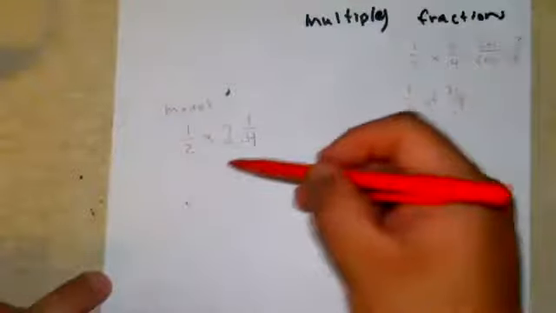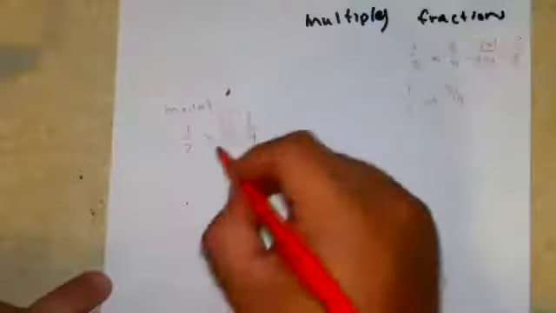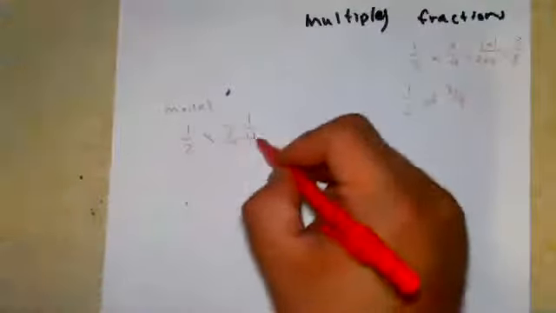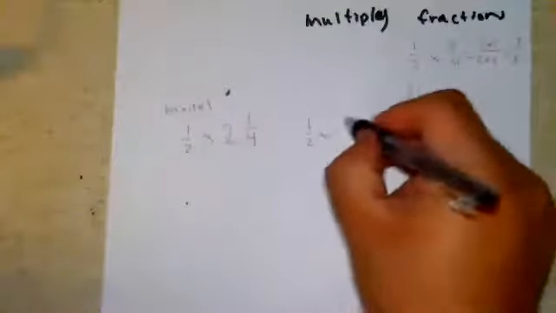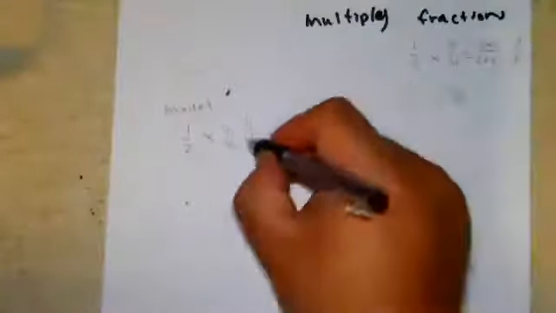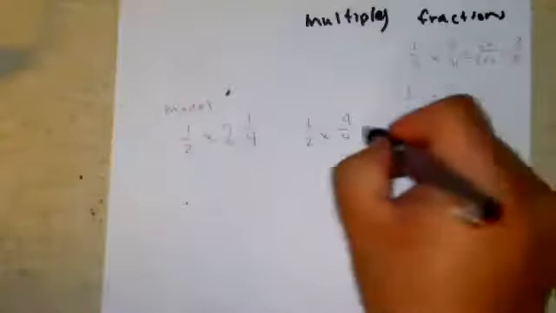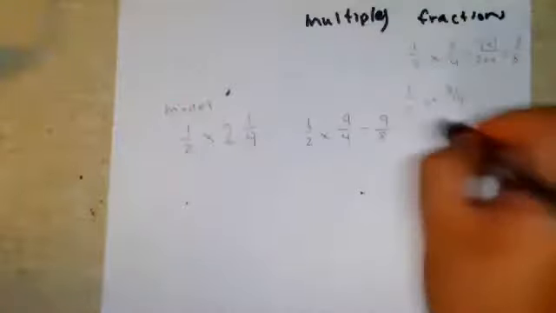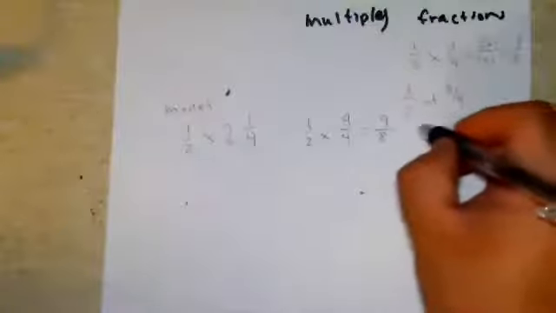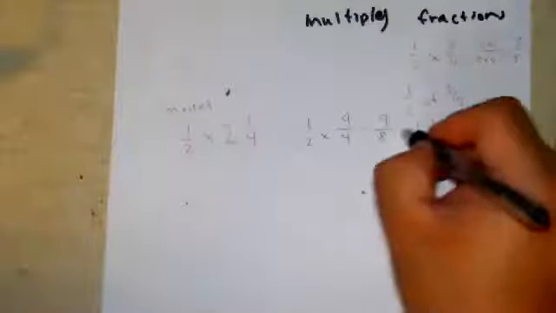So you could do this different ways. You can make this into an improper fraction by going 1/2 times 2 times 4 plus 1 is 9/4. Multiply across, 9/8. Go back to a mixed number, 1 1/8. Okay, that's one way you could do it.